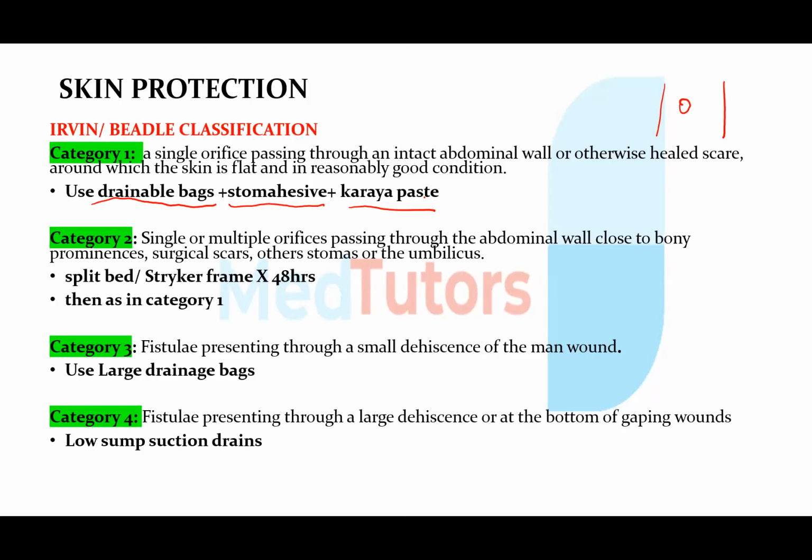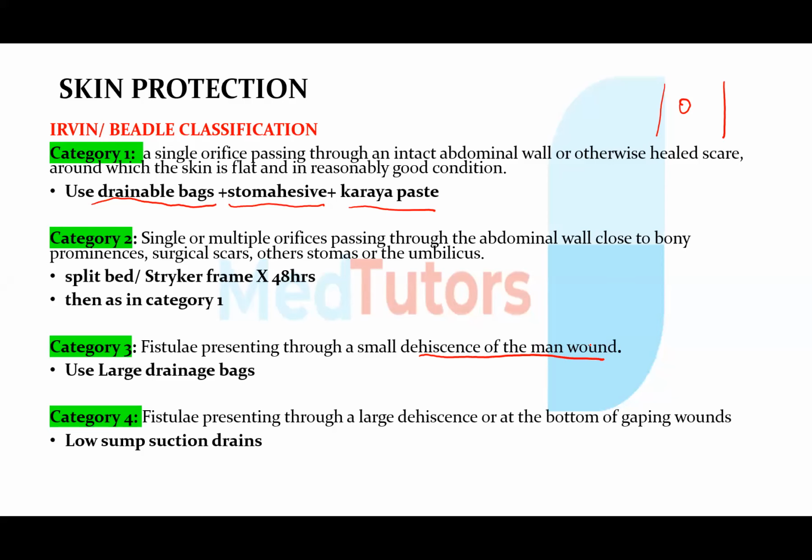Then don't forget, when the patient is managed on such a Stryker bed, all those measures are instituted to reduce the effluent. And when it is reduced, you then manage the patient as category 1. Now in category 3, the fistula is presenting through a small dehiscence of the main wound. There is a fistula coming through a partial dehiscence, a small dehiscence of the main wound.